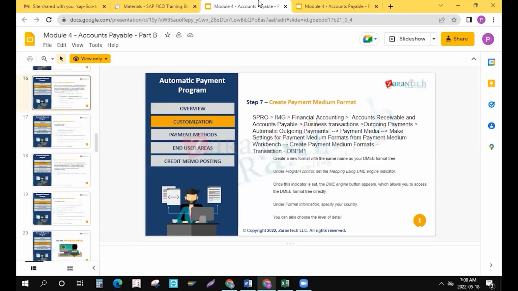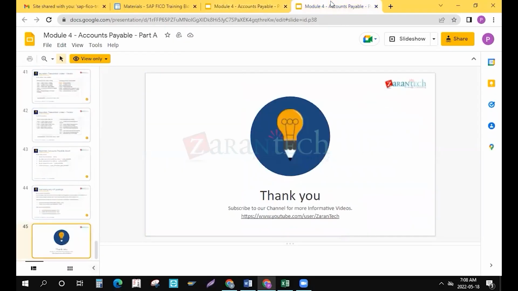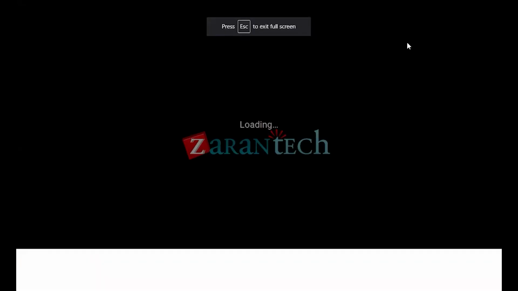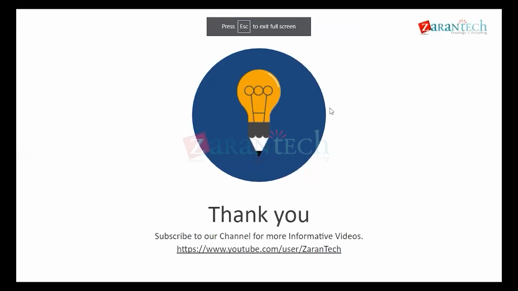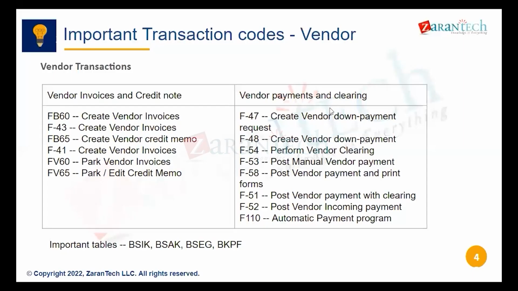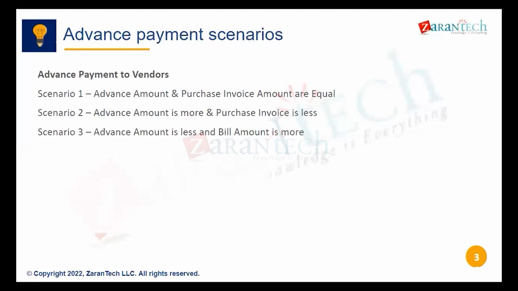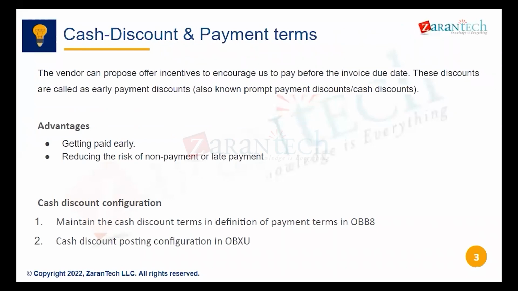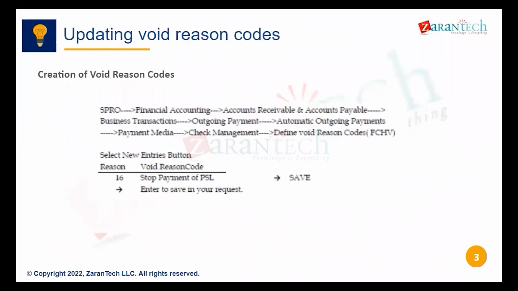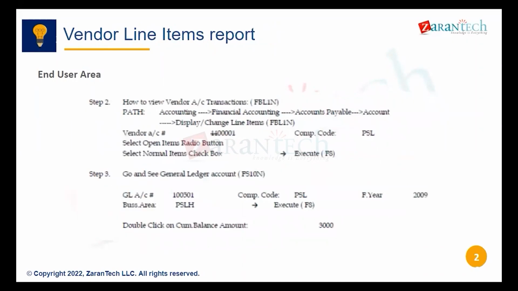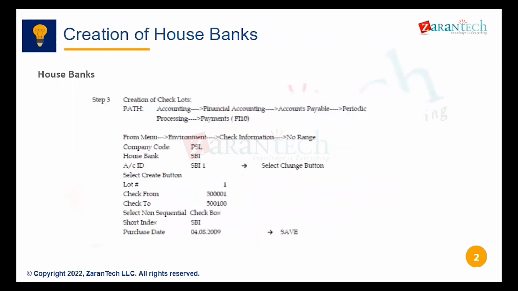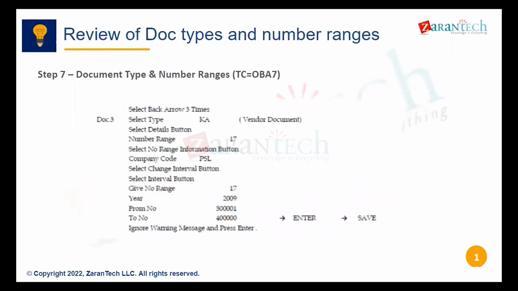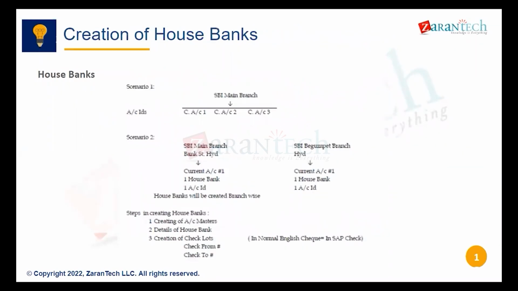Okay, what we will do today is go for the accounts payable continuation. If you go through the slides, we discussed up to posting the invoices, right? Here we have a few other things, which are manual outgoing payments, creation of house banks, then document types and number ranges, which we completed, I guess, if I'm not wrong, right? So creation of house banks, we have to start here.